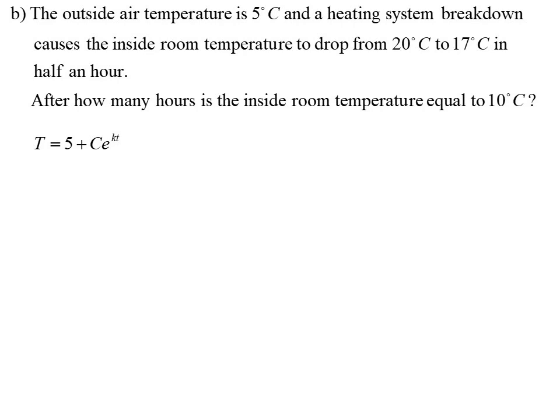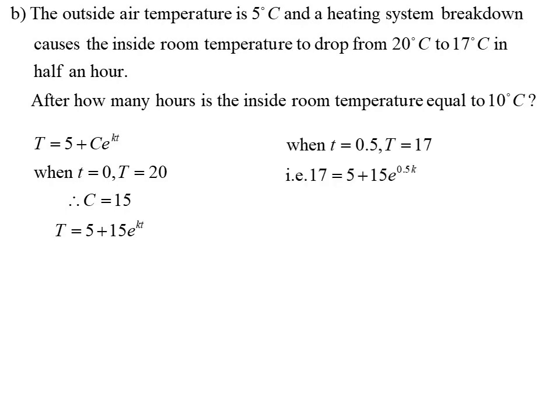So we get 5 plus Ce^(kt). We know initially it's 20, and so C must be 15, because we said that N plus A was going to be the initial temperature in this case. So we have a formula, 5 plus 15e^(kt). We still need to work out what k is though. Some additional information: after half an hour, so 0.5, the temperature is now 17. Substitute that in. We've got to solve this exponential equation.